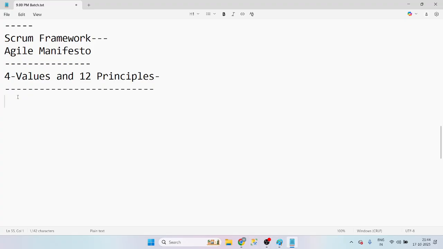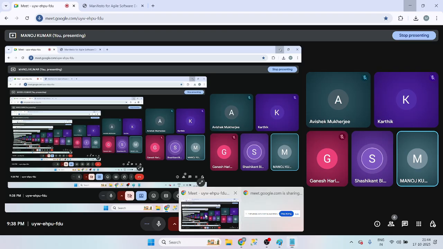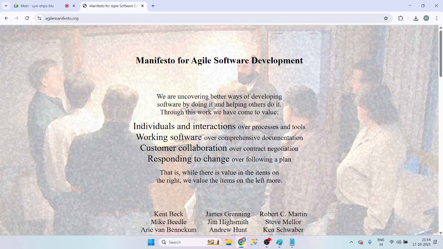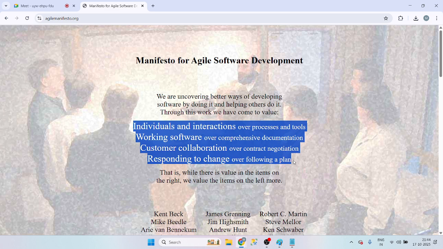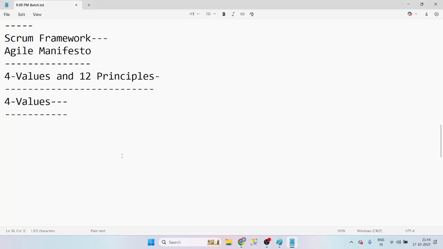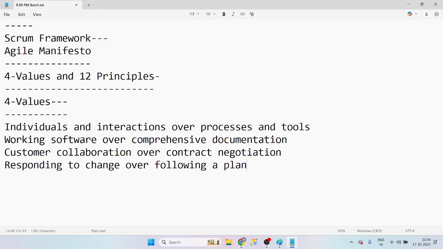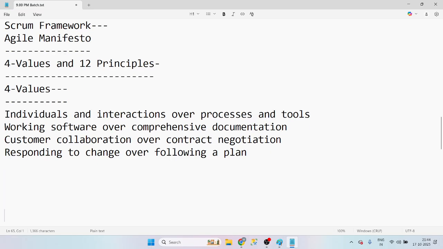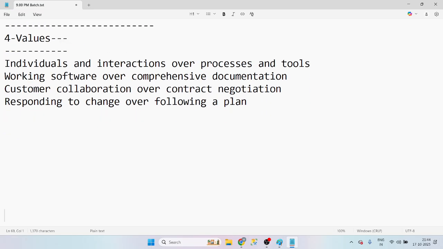Now the first thing is the four values. What are the four values, guys? Let us discuss. Let me copy paste. I don't have much time. Okay, let me copy. So these are the four values. You should learn them by heart. In the interview, they will ask you these four values. You have to say them in the interview.